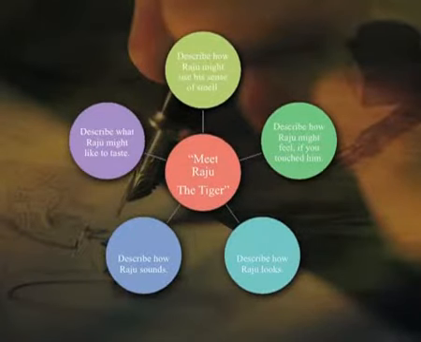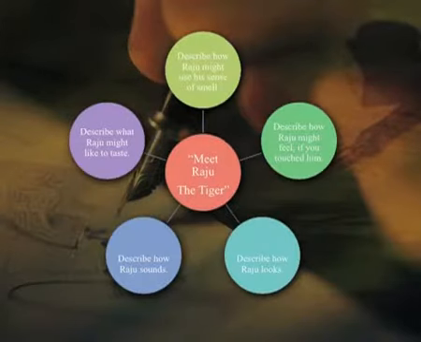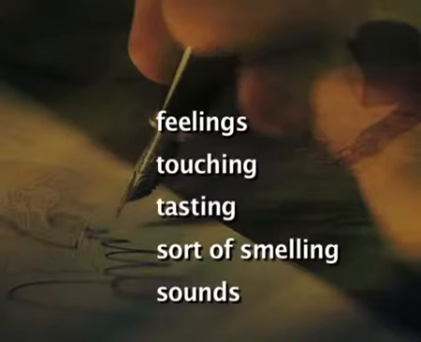Even these simple topics could be used for descriptive writing. Now let's look at the mind mapper here and try to imagine the qualities of a tiger. Later, let's use the ideas and write a paragraph describing the tiger. That's it, as simple as that. Now look at the mind map. This mind map helps you to come up with all the qualities of a tiger based on how you describe using the 5 senses. For example, feeling, touching, tasting, smelling, and then sounds.